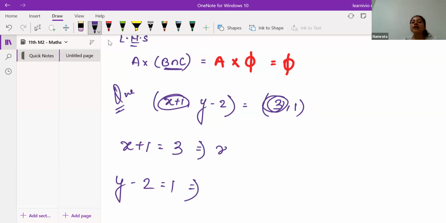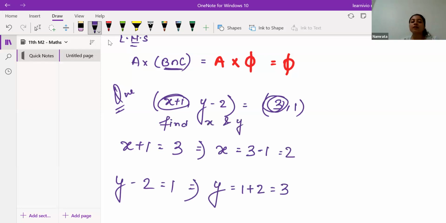So here you will get the x value as 3 minus 1, that is 2. And the y value you will get from here after solving the equation, 1 plus 2, that is 3. So just by the given condition, it was written in the question, find x and y. And we found x and y. Can you see that? Yes, ma'am.